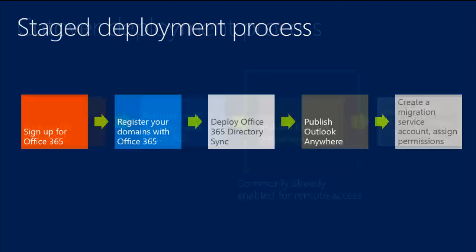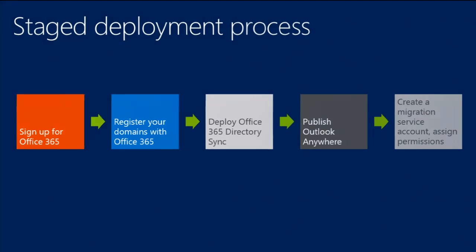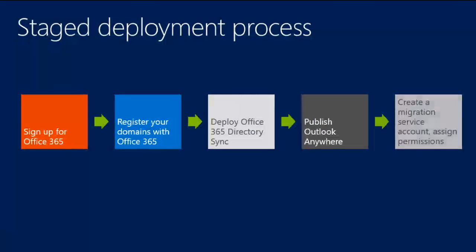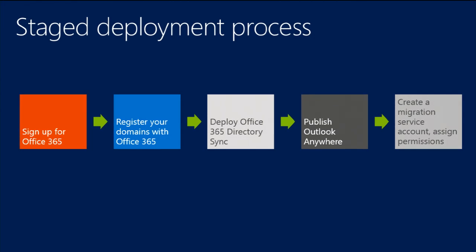For stage deployment, again, it's the same as cutover with the addition of directory synchronization, right? So we're putting directory synchronization in there, which facilitates that longer coexistence. You can have a shared global address list. Both sides of the environment can see both sets of mailboxes.